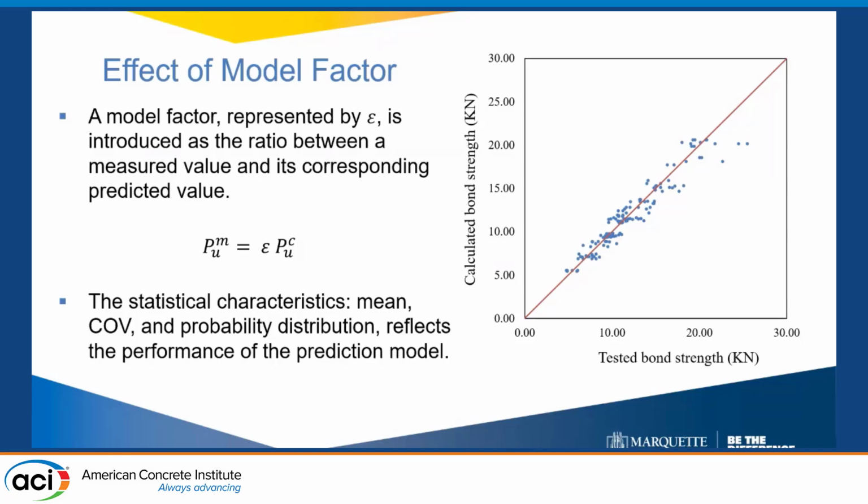The model factor is defined as a ratio between the measured value, that's from the experimental work, and the corresponding predicted value, that's from the derivation, how we predict the value. So definitely there's some uncertainty for that value. If we plot the test value versus the calculated value, we can see how these data are distributed along the 45-degree line. And our job is to find the statistical parameters for that value, the mean, COV, and the distribution type.